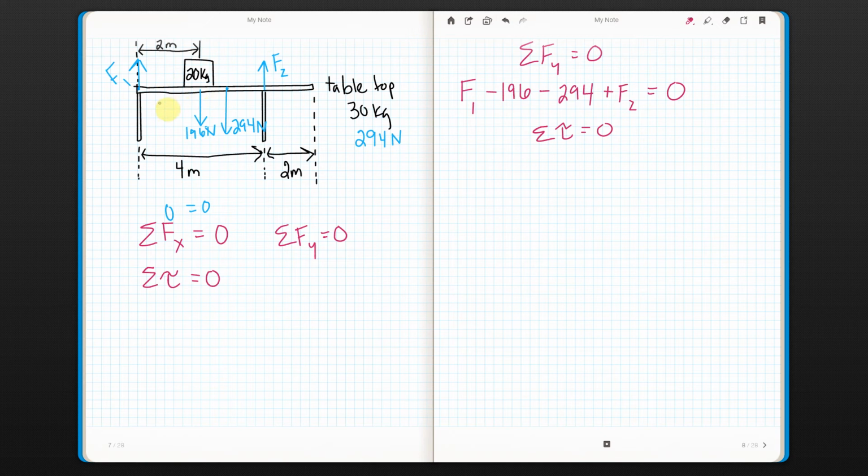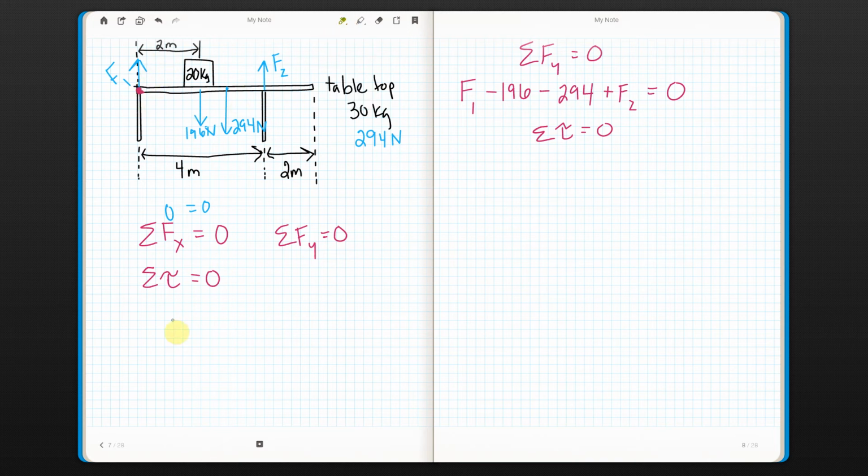So I could pick, frankly, anything, but I probably want to pick a place where I know distances from that place. So basically my choices are here where F1 is acting, or here where the 196 is acting, or right here, or the other end of the table. I know distances to all the other things from all five of those places. Any of them will work, actually, and we just need to pick one. It really does not matter which one we pick. But I'm going to pick this one because, if I have a choice, I would like to pick a place where one of the unknowns is acting. And you'll see why in a second.